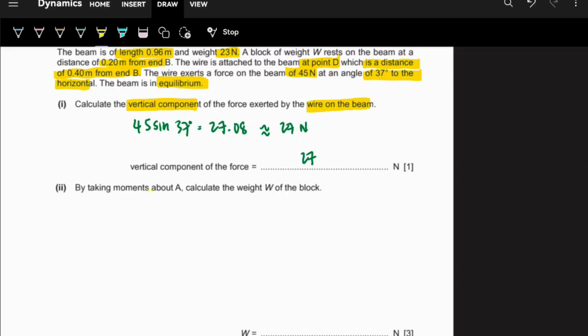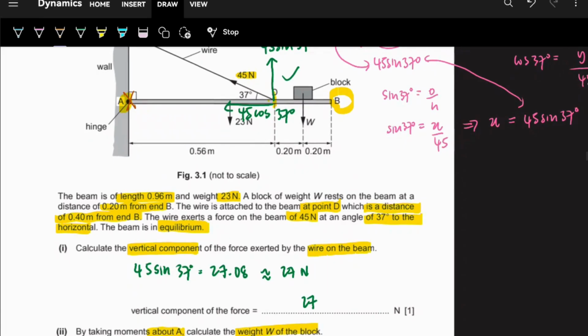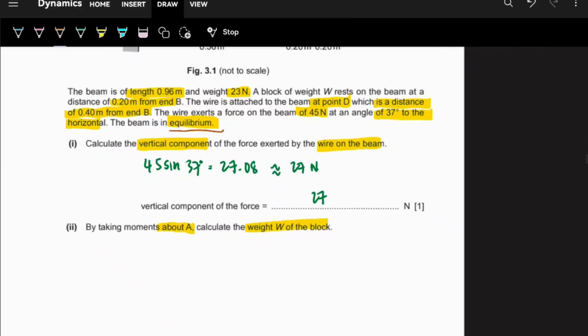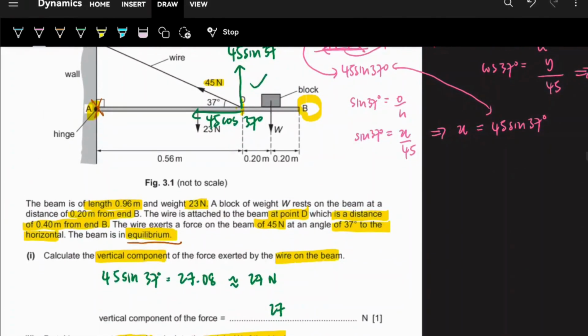By taking moments about A, calculate the weight of the block. Okay. So they want us to take the moment at this point and they want us to calculate the weight. Since it is in equilibrium, the sum of moments anti-clockwise is equal to the sum of moments clockwise, because it's in equilibrium. So let's see.